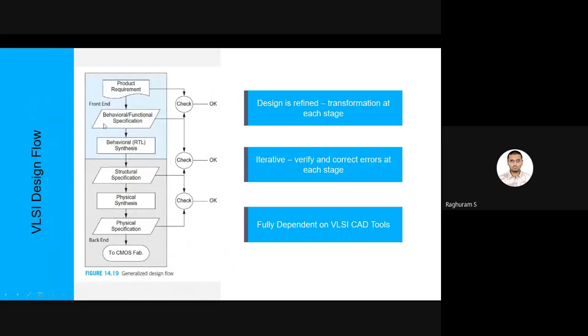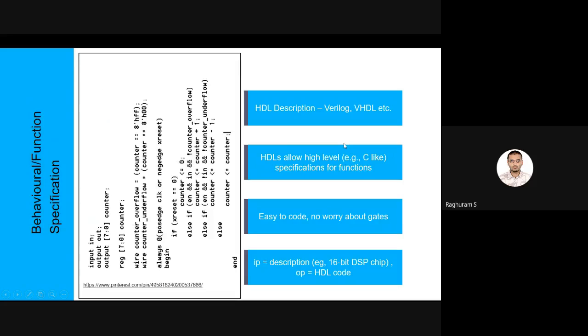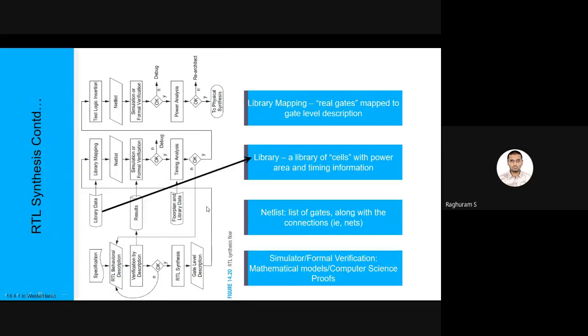We have written the Verilog code. The Verilog code is being converted into gates by RTL synthesis, and we have done logic optimization to produce a very optimized set of gates that represents your overall product requirement. That is what you see in this step.